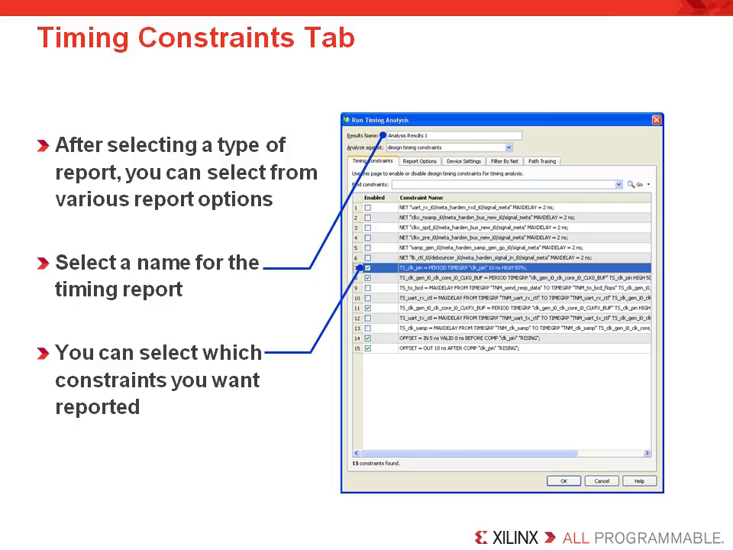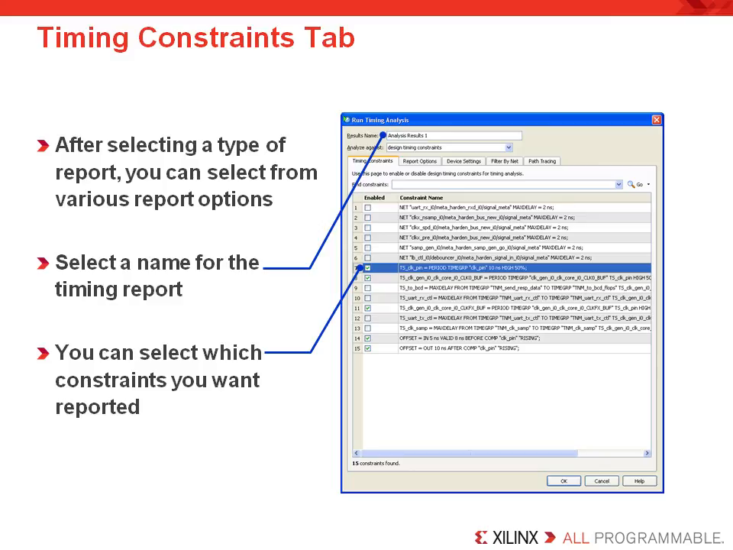The Timing Constraint tab allows you to select from various report options. In this case, when you're choosing a timing report, you should select a timing constraint file to be referenced at the very top of this window. From here, you have 5 tabs to choose from report options that are included. These tabs include timing constraints, report options, device settings, filter by net, and path tracing.